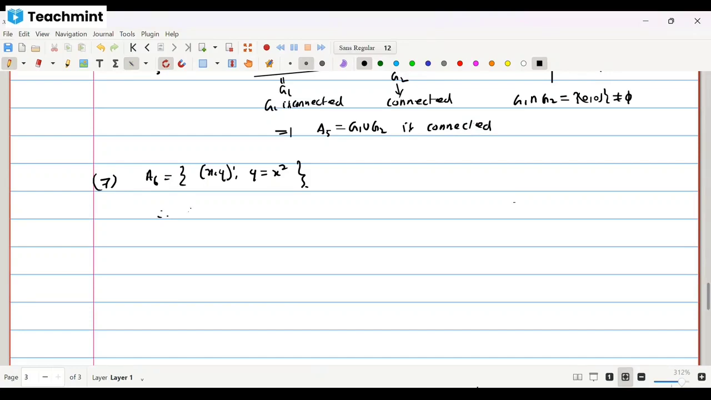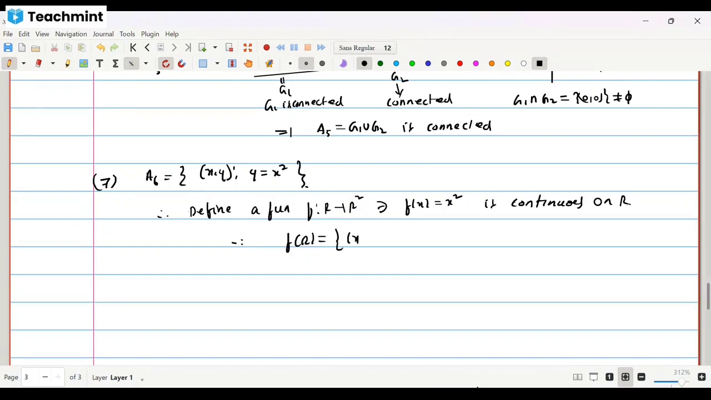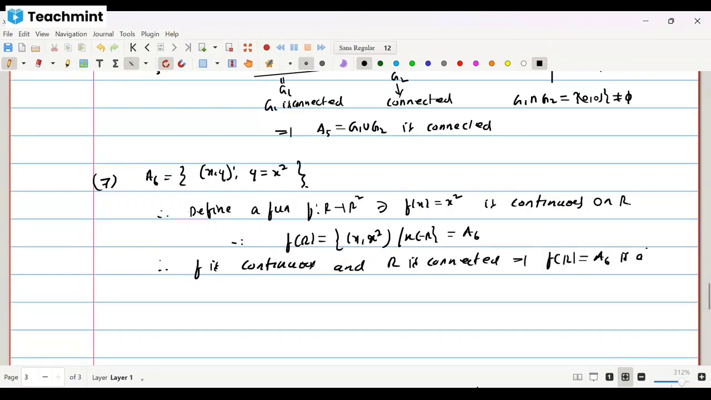Now define a function f from R to R such that f of x equals x square. Is it continuous or not? It's continuous on the whole real number system. So here f of x is nothing but y. Therefore f of R is the image of this, x comma y where y equals x square, x comma x square such that x belongs to R, which is nothing but A6. Therefore f is continuous and R is connected, which implies that f of R equals A6 is also connected.